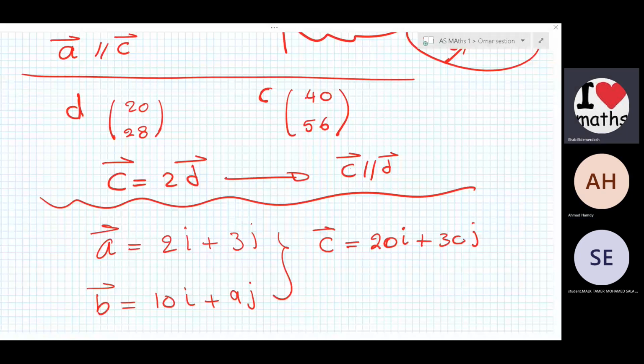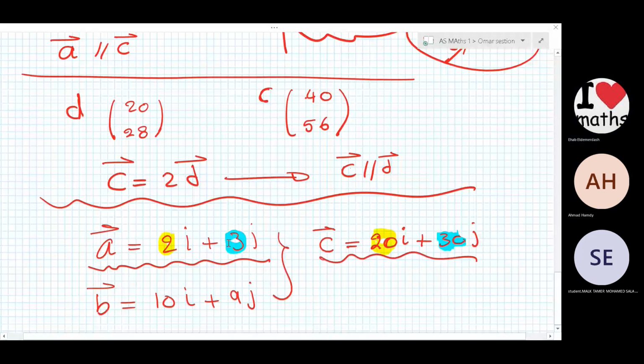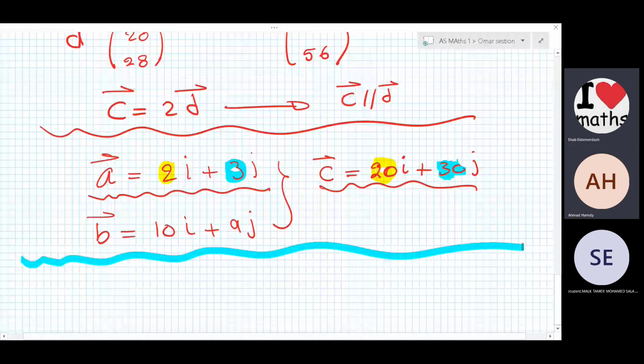I want you to focus on the following. If I have the first vector A and a second vector, I found the ratio, meaning I can make a comparison. I can check the ratio between 20 and 2. If this ratio is the same as the other ratio between the second projections, 30 and 10, that means these two lines are parallel. Are we clear on that? Okay. This part is very important.